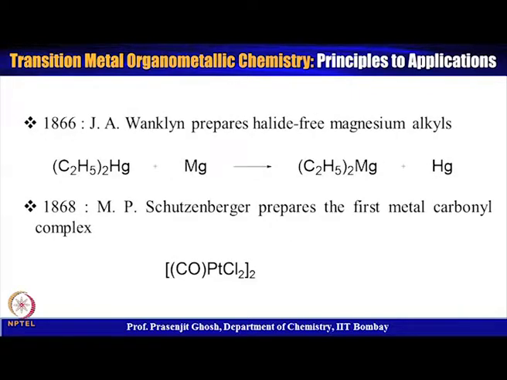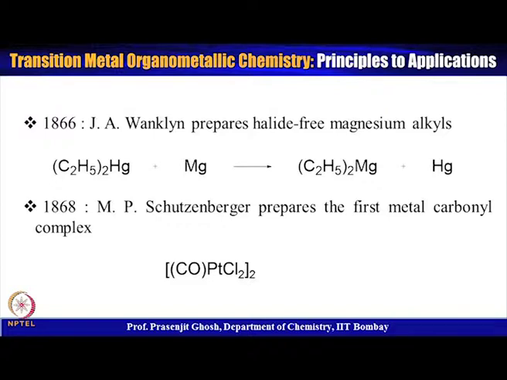In 1866, J. W. Wanklin prepared halide free magnesium alkyls, and this was done by the reaction of diethyl mercury with magnesium, giving diethyl magnesium and mercury. This reaction opens up a new role for alkyl mercury as a transmetallation reagent. And not only this, alkyl mercuries have been used for transmetallation reactions in preparing transition metal organometallic compounds in many other instances.